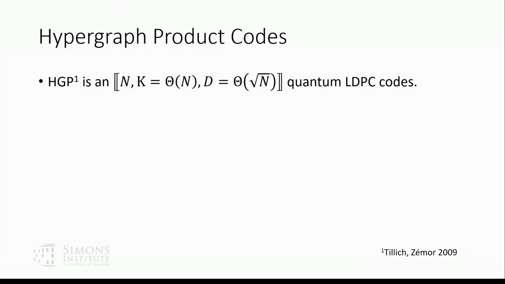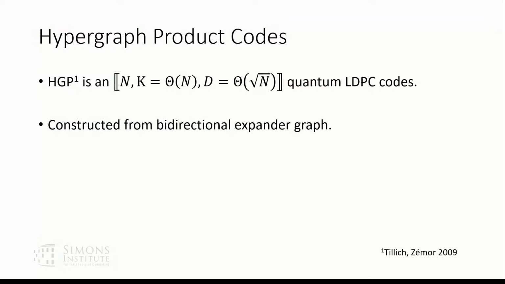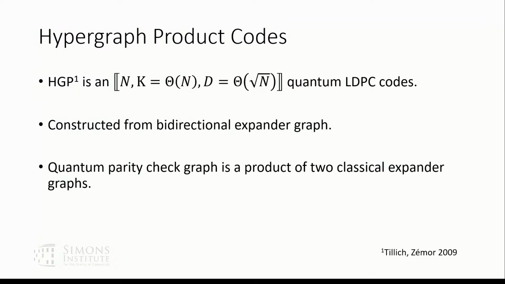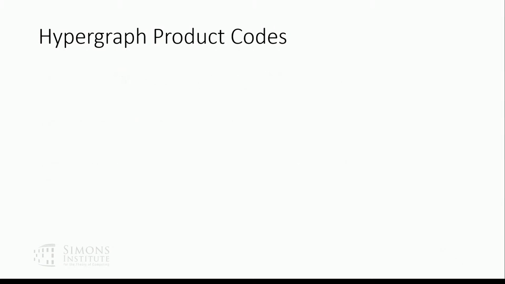And now we want to use the algorithm for the quantum setting, for the hypergraph product code. So I'm going to start by describing the code. It's a quantum code. It has linear rate and square root distance. And it's constructed from 2 expander graphs. It's actually a product of the expander graph. So I'm going to describe it in a drawing.